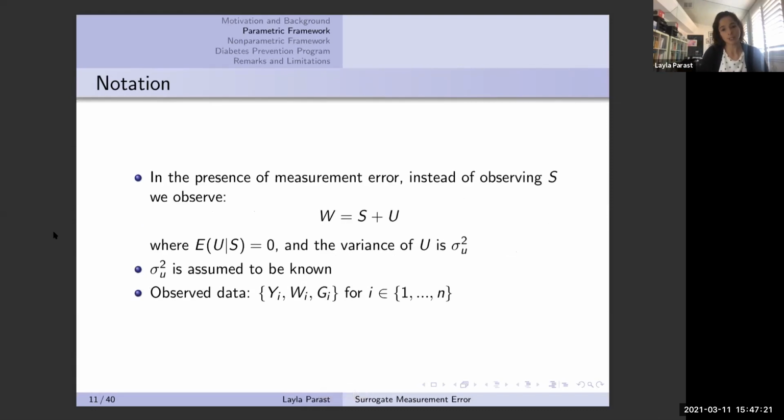So in the presence of measurement error, I don't observe S, of course. I observe a mismeasured S, which I'm denoting as W. And so W is S plus U, where the mean of U is 0 and the variance is some sigma U squared. I'm going to assume that sigma U squared is known, and I'll talk about that a little bit more later. So my observed data include the primary outcome, the mismeasured surrogate, and the treatment indicator.